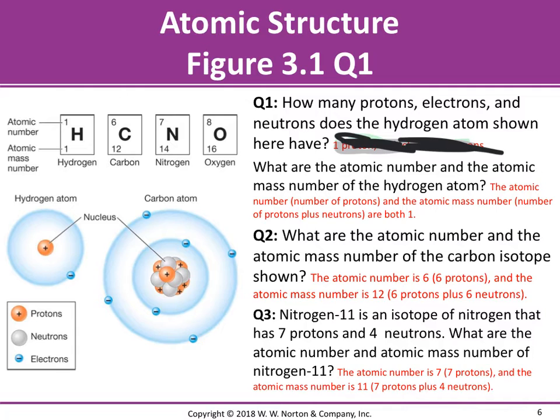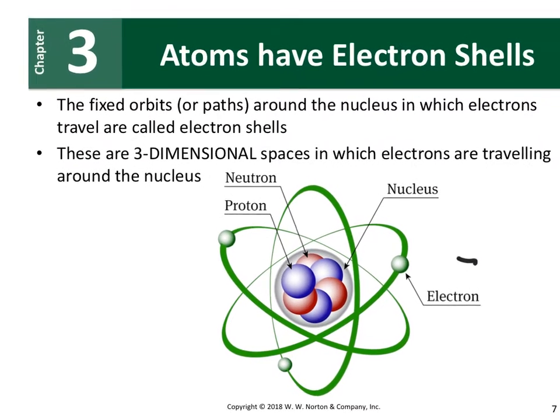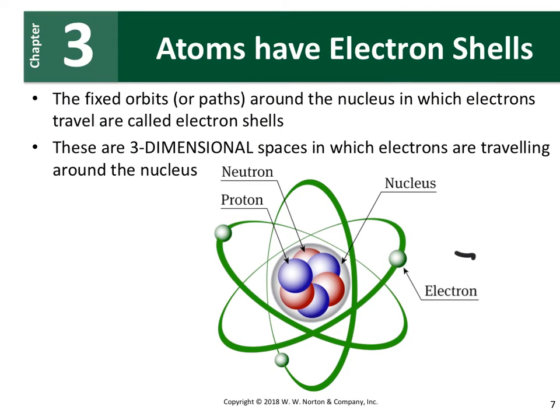How many protons, electrons, and neutrons does a hydrogen atom have? 1. Okay. So this is a schematic of what an atom looks like.